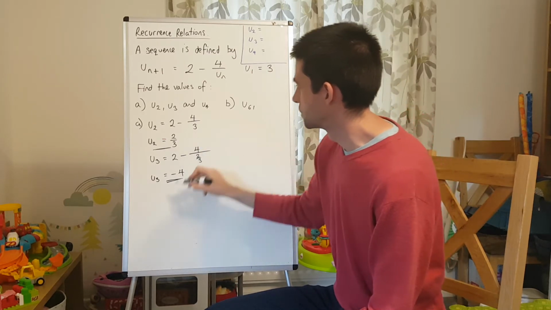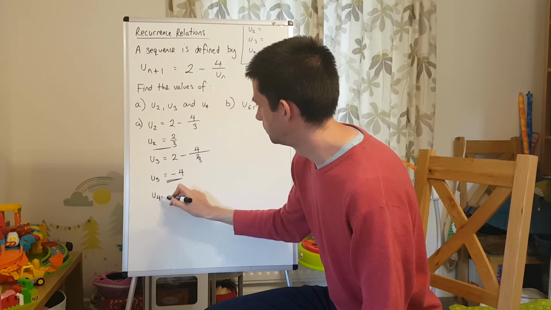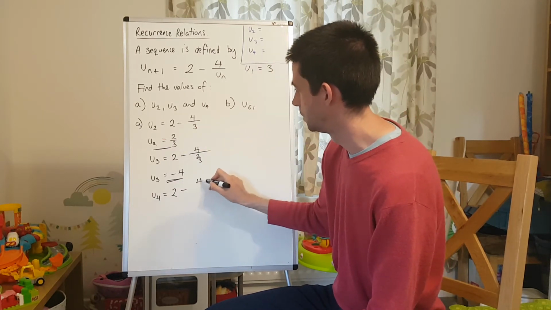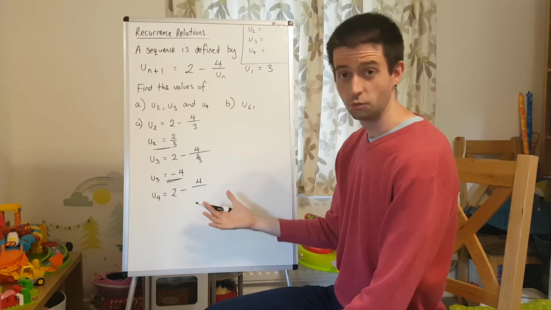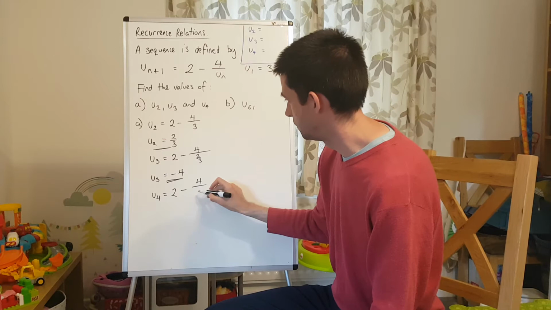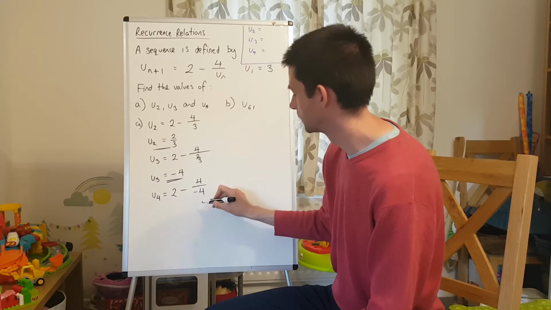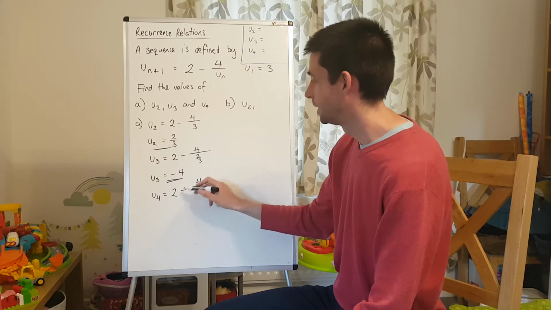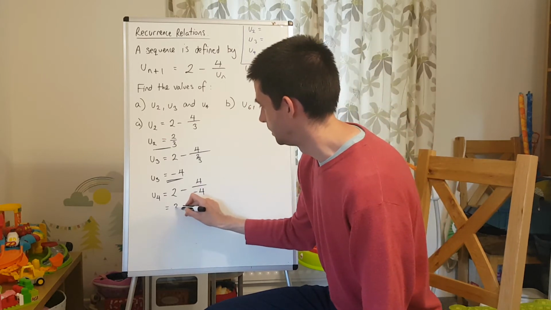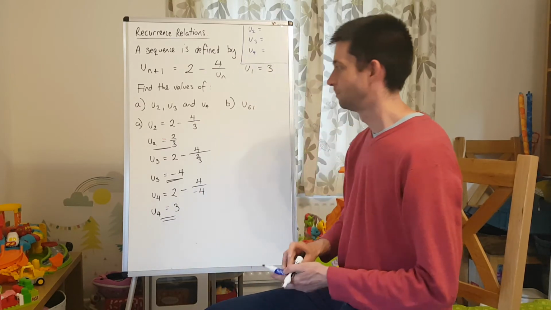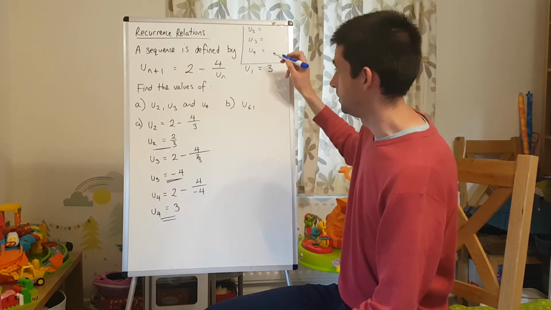Now, next one, u4 is 2 minus 4 over u3, which is negative 4. So 4 divided by negative 4 is going to be negative 1. 2 subtract negative 1 is 3. So u4 is 3.